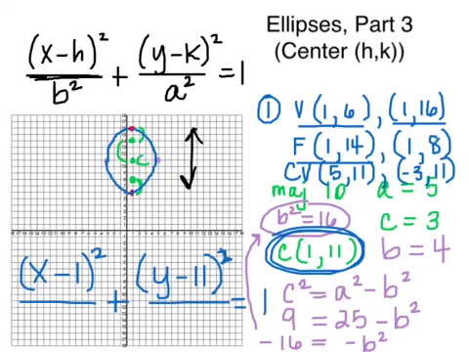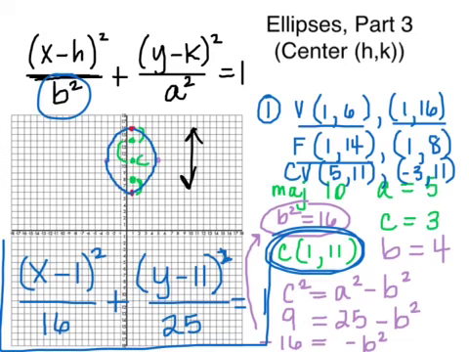And then on the bottom, we'll put the b squared first, according to the way we wrote the formula. And the b squared is 16, and the a squared is 25. Now we have the equation of an ellipse that's not centered at the origin.